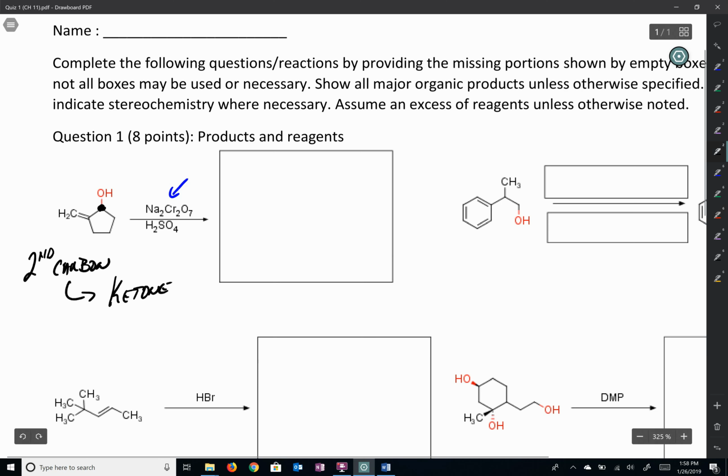Remember, if we have a secondary carbon attached to our alcohol, the best we can do is take this to a ketone. And that's what our product's going to be. We're not going to worry about the double bond over there. We're going to end up taking our alcohol to a ketone.